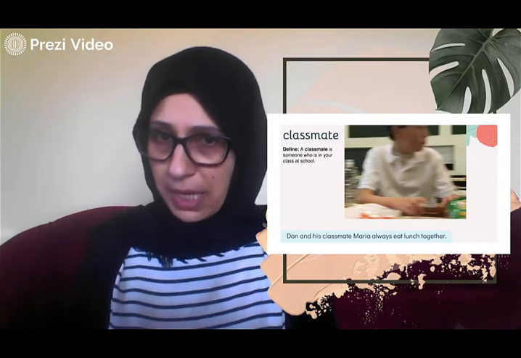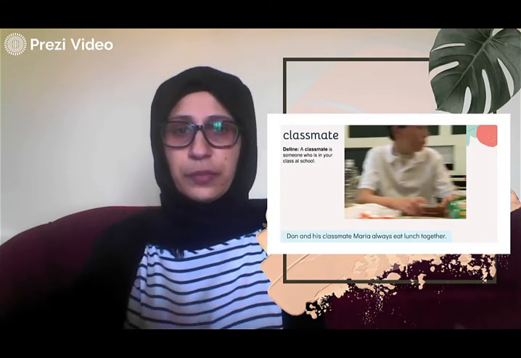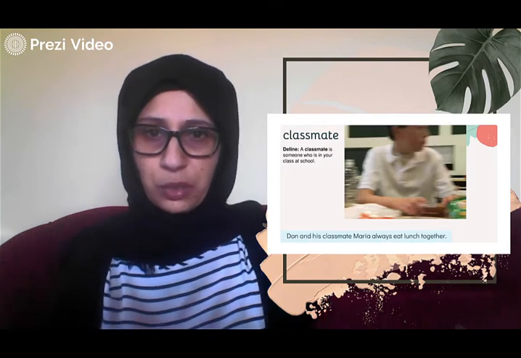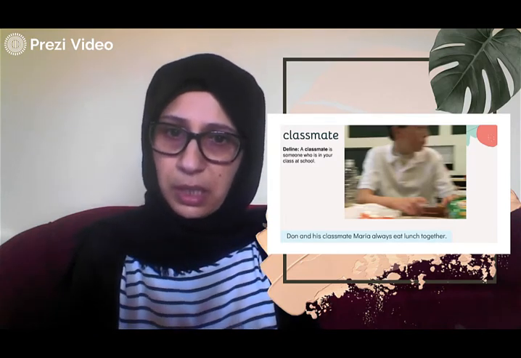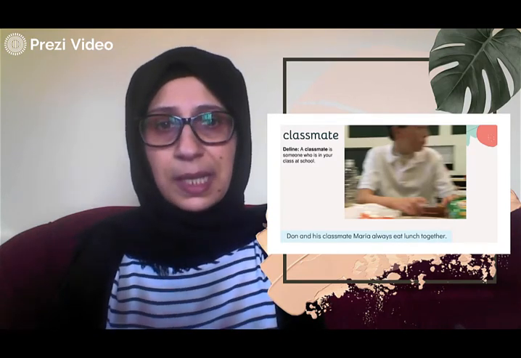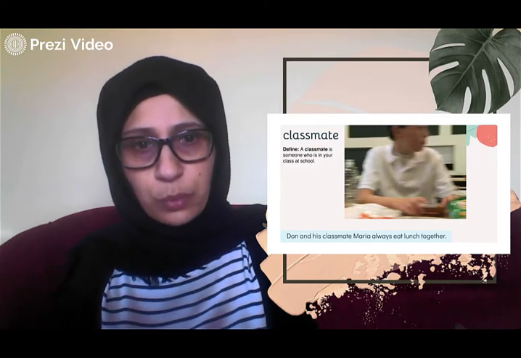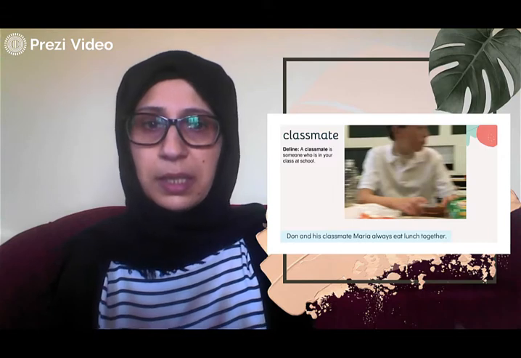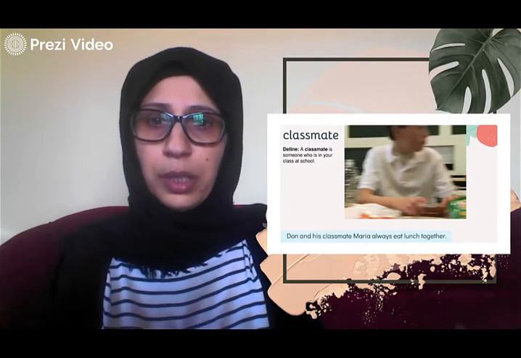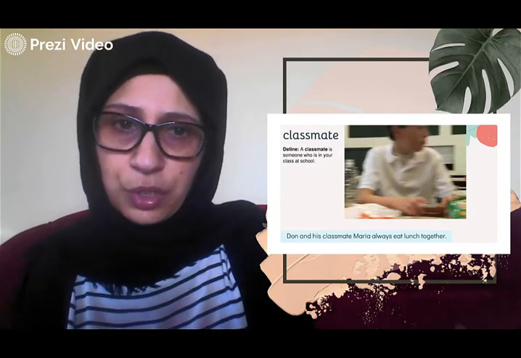Okay, you may have another type of friends, for example, your neighbor, your cousin. Okay, this can be a friend, but it's not a classmate. A classmate is someone in the class with you at school. Is a friend in the class with you at school. We call him a classmate. Now let's watch this small video.